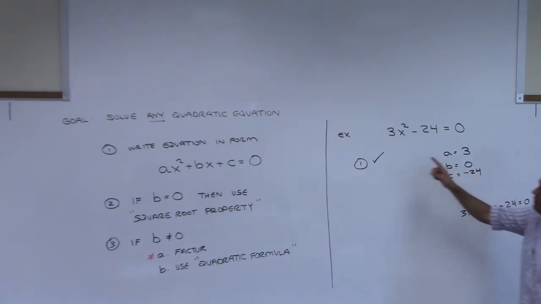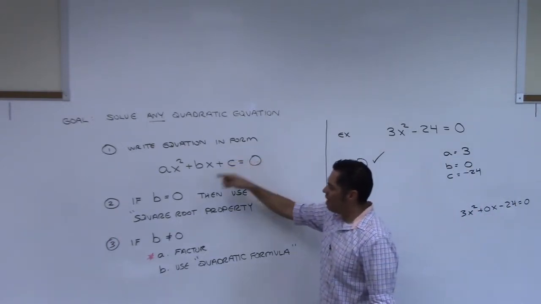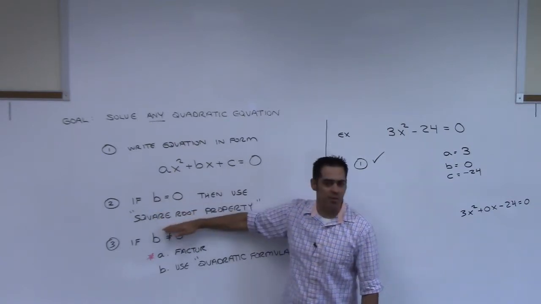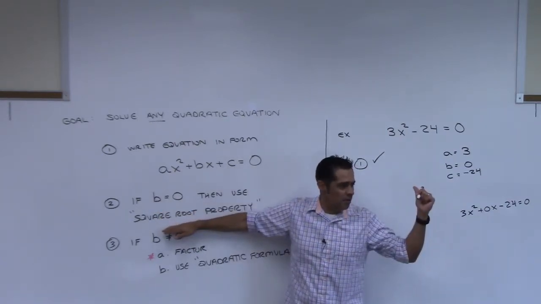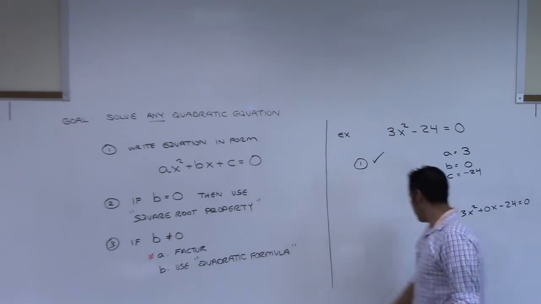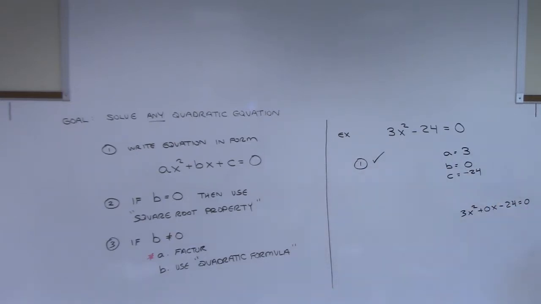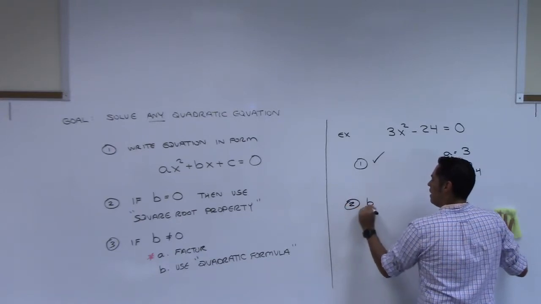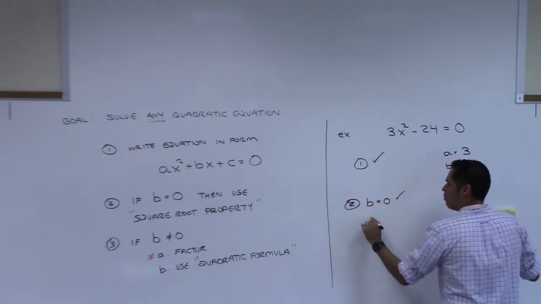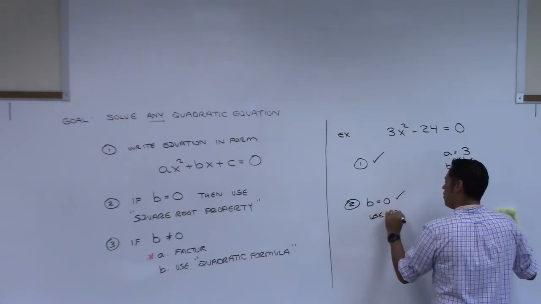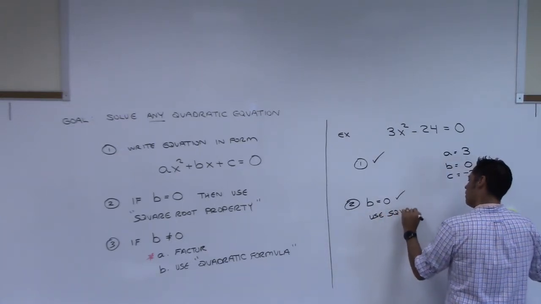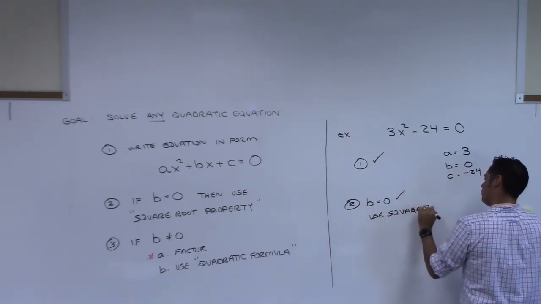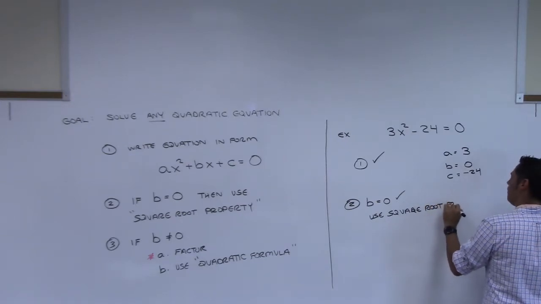Okay, so we have a quadratic equation. Everything's moved to one side. If b is 0, we're going to use the square root property. B is 0, right? So let's talk about the square root property, because I haven't done it. Step 2. B is 0, right? Yes. So we're going to use the square root property.